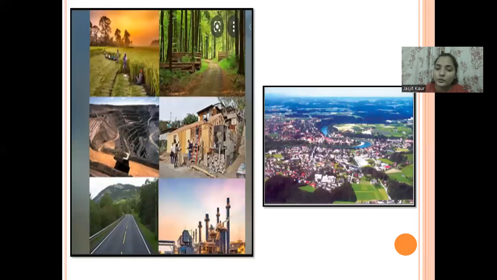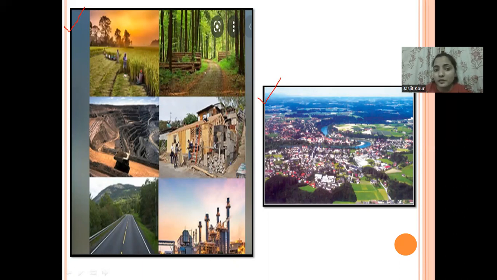Now moving forward, we again have two pictures for you. You have to tell me in this picture how the land is being used for different purposes. You can observe this picture and write your answers in the comment section.